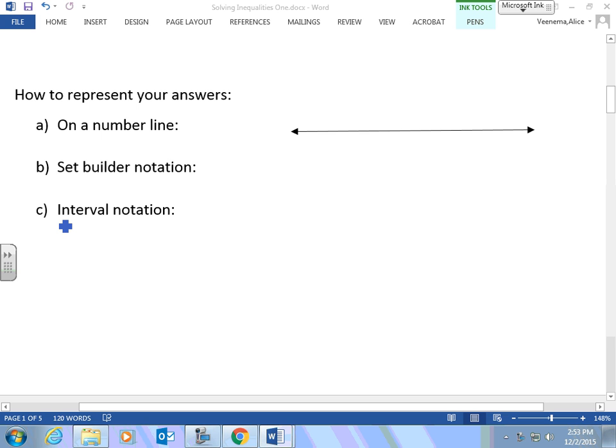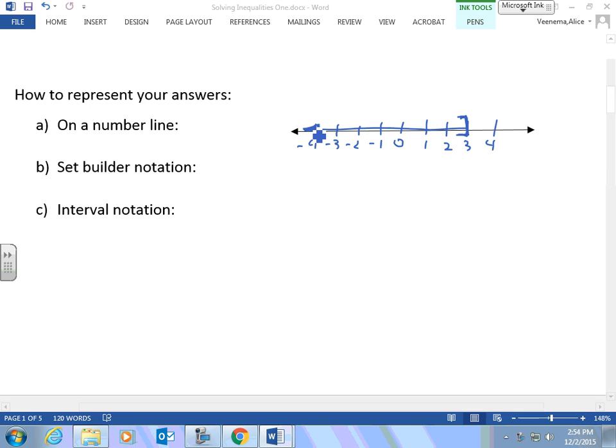There are 3 ways that we can represent our answers besides the one that we just did. We could do it on a number line. So we could set up a number line with 0 and 1, 2, 3, 4, and -1, -2, -3, and -4. And we said x is less than or equal to 3, so we can do that on the number line. Square bracket because it was allowed to be equal to, and then an arrow showing that it goes off to the left to be less than or equal to 3.